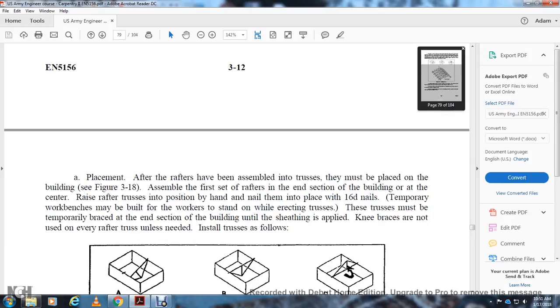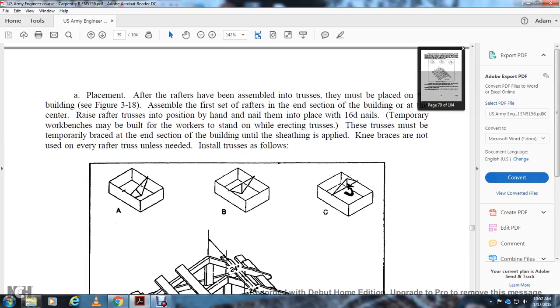The workbench is built with the works to stand on while erecting trusses. The trusses must be temporarily braced in the end section of the building until the ceiling is applied. The knee braces are not to be used after every rafter truss unless needed, installed as follows.